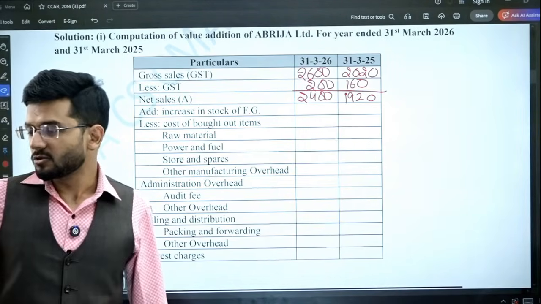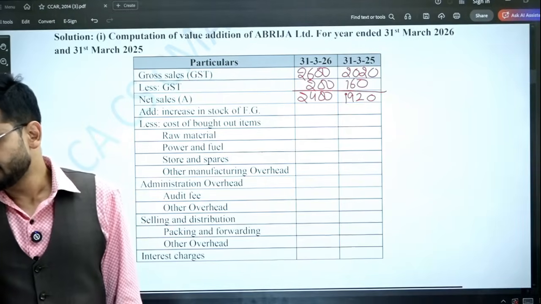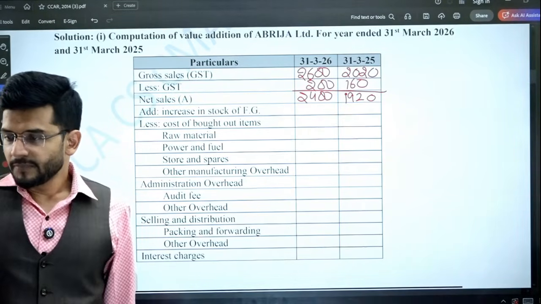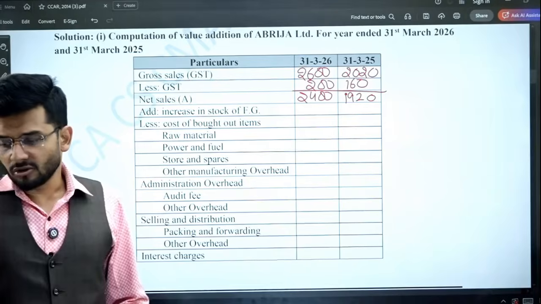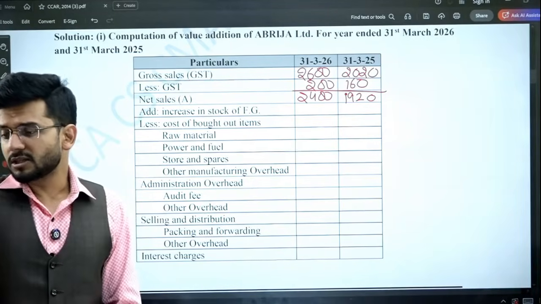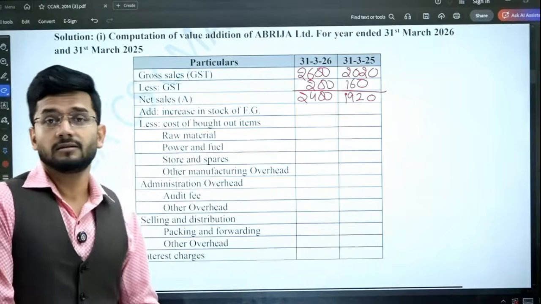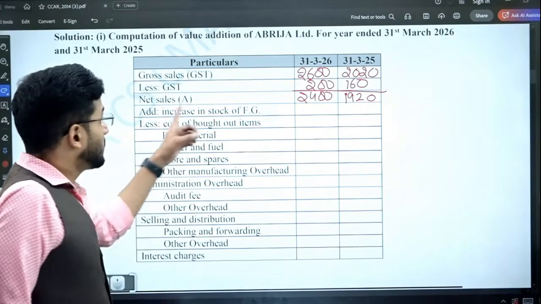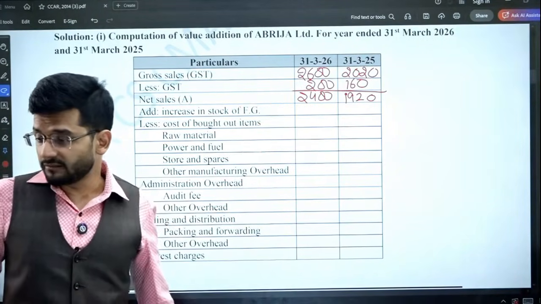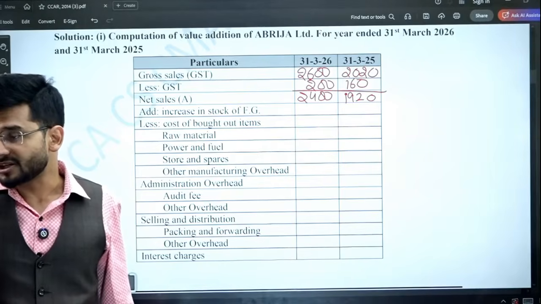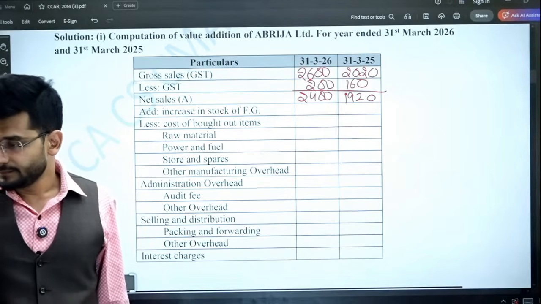Then now we are going to exclude the expenses which are given in the question. Sir, other income will be included or not? No, other income will not be included, because other income is not attributable to the employees. Employees have not contributed in earning other income. So other income will not be added, although it is given in the question.